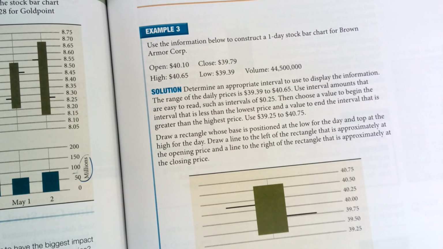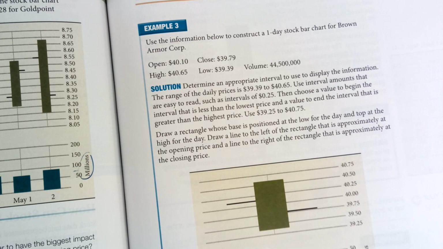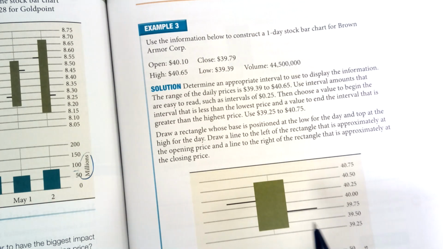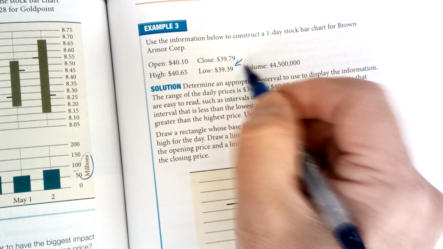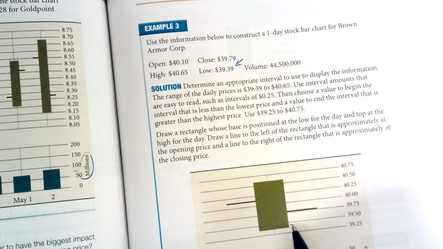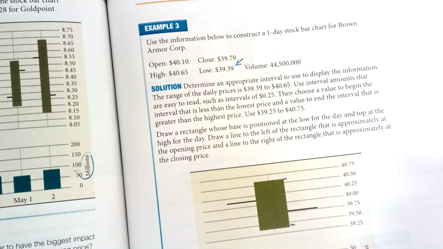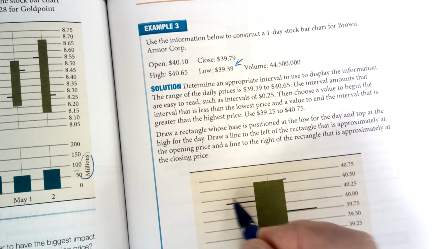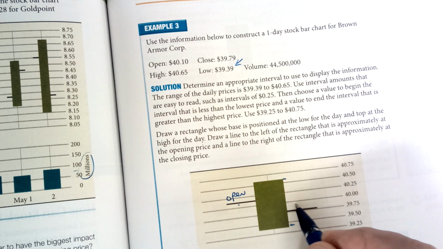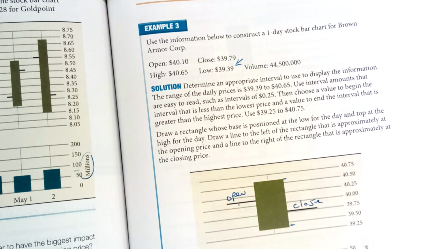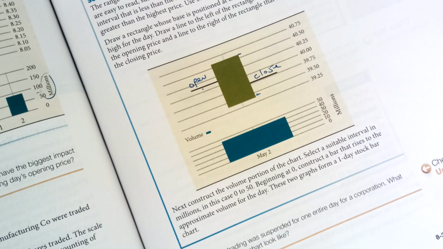All right, so it says make a bar graph. Well, the low is 39. So you come down here to 39 point, whatever they say, 39 right here, which is about right here. And the high is 40.65. The opening was right here. So this is your opening, and this is your close. And that's how you do that. Okay? So the volume is down there. There it is. Pretty simple.